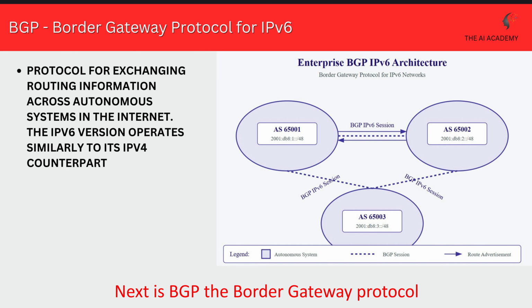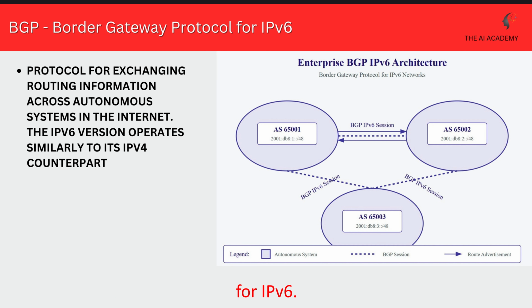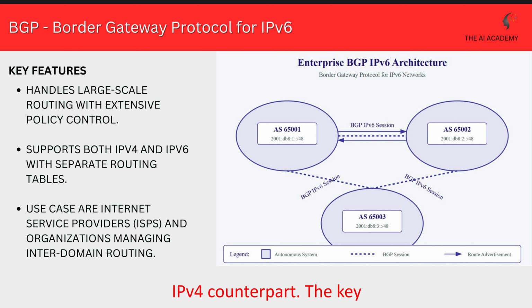Next is BGP, the Border Gateway Protocol for IPv6. BGP is the core protocol for exchanging routing information across autonomous systems in the Internet. The IPv6 version operates similarly to its IPv4 counterpart. The key features are that it handles large-scale routing with extensive policy control, and supports both IPv4 and IPv6 with separate routing tables. The use case is Internet service providers and organizations managing interdomain routing.